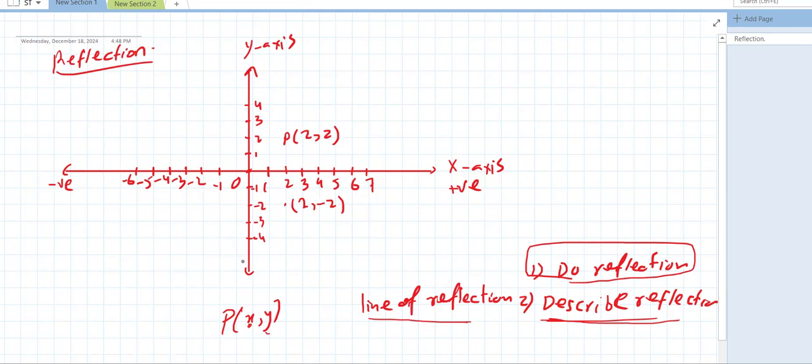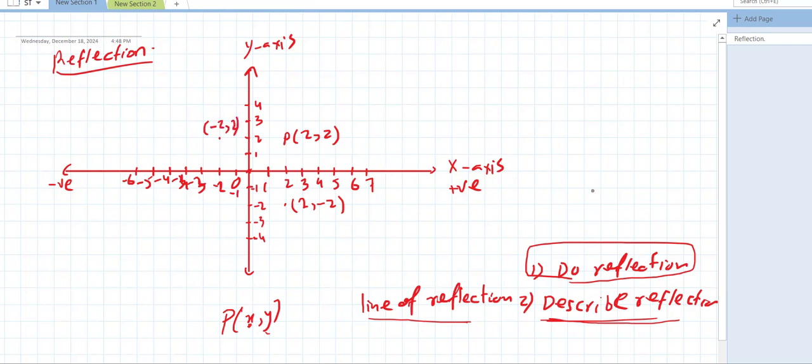If you do it with the y-axis as your line of reflection, for example, this is 2 steps away from the y-axis, so it should be 2 steps away from the y-axis on the other side also. Then what will this become? In this case, this is 0, this is -1, this is -2, -3, -4, like that. So this will be -2, 2.